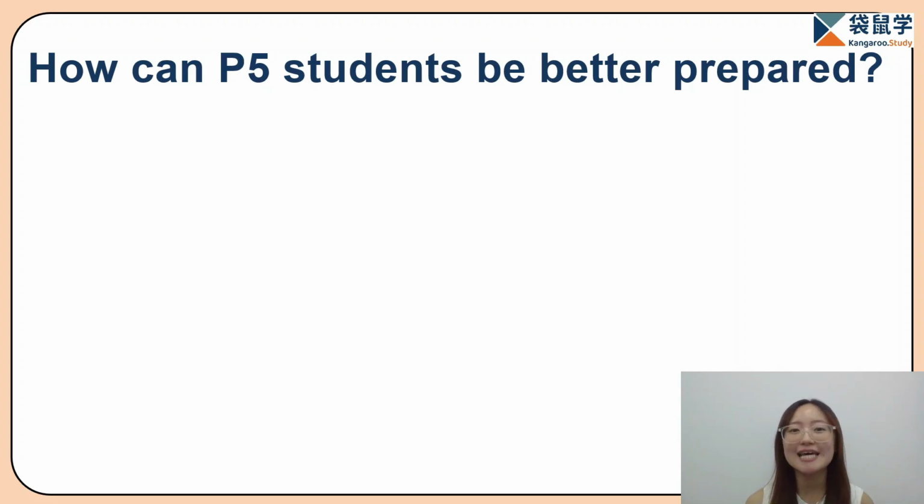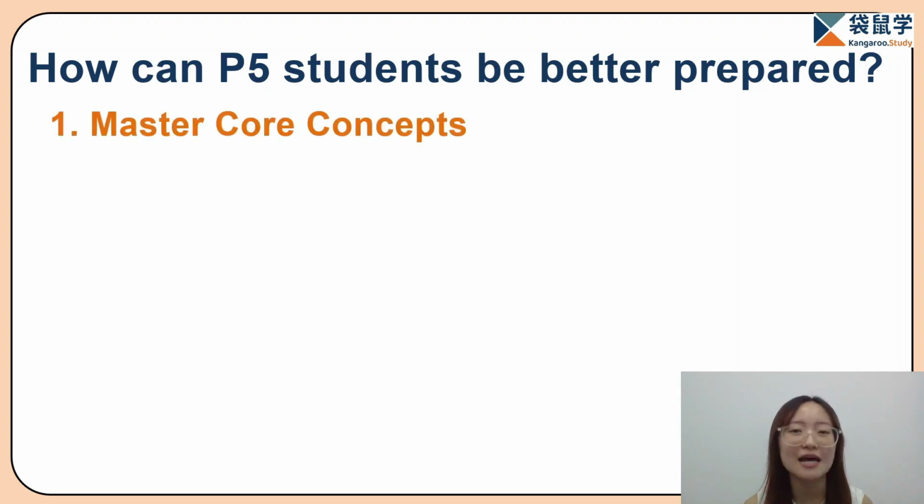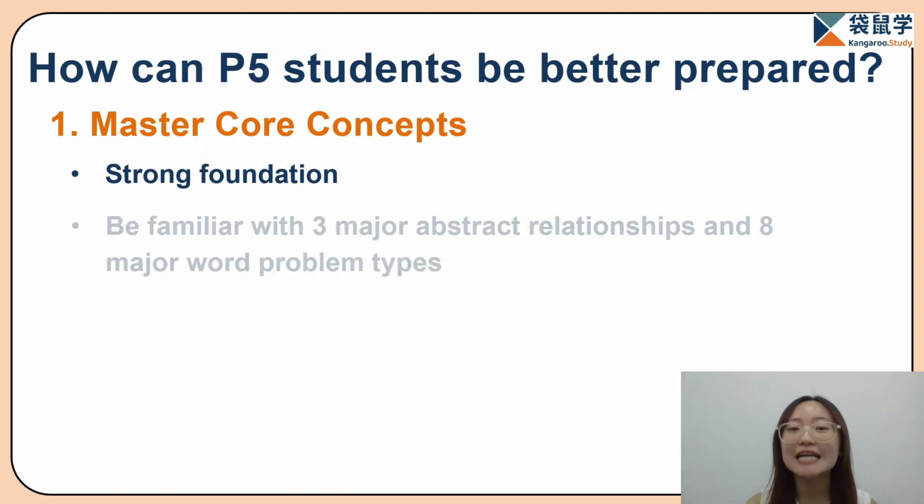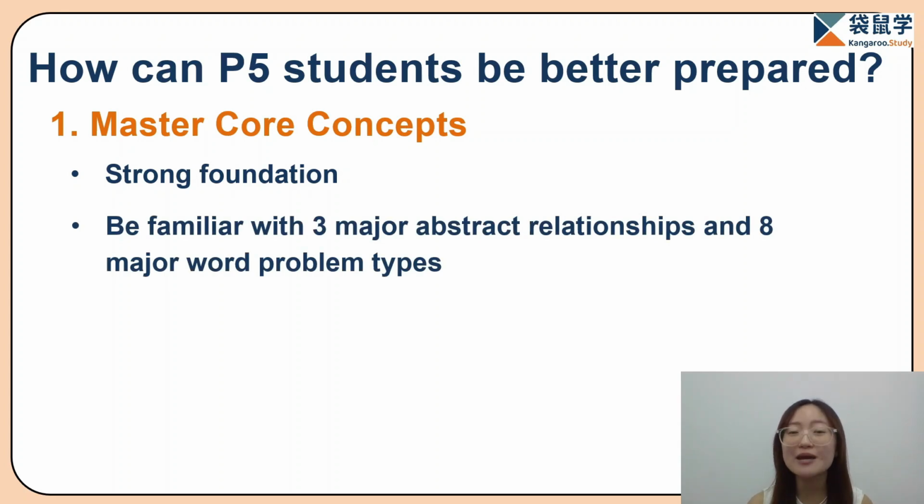So the first is to master core concepts. It is very important that P5 students have a strong foundation in order to solve the simpler questions. And now for tackling the difficult questions, they will have to be familiar with the 3 major abstract relationships and 8 major word problem types.